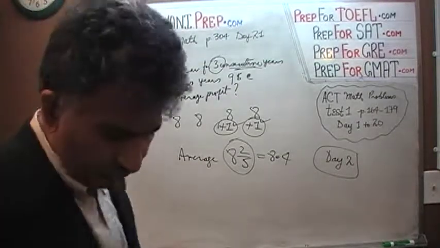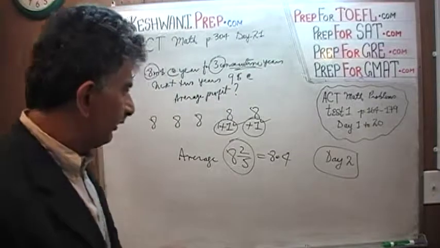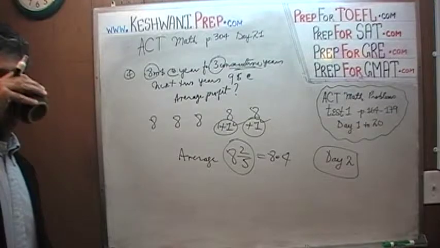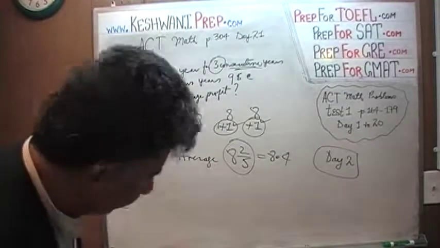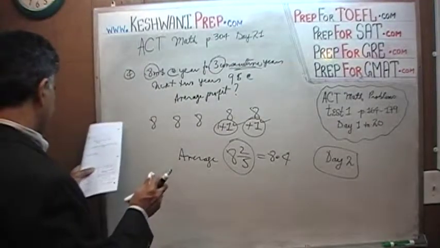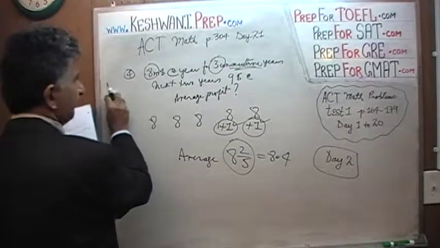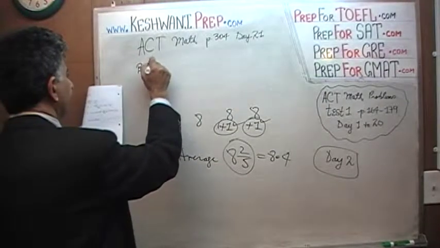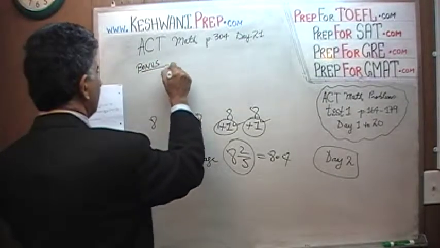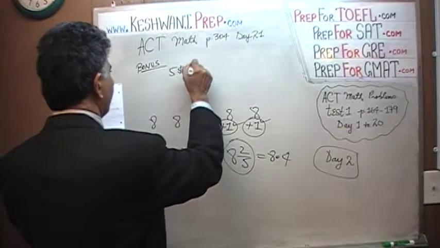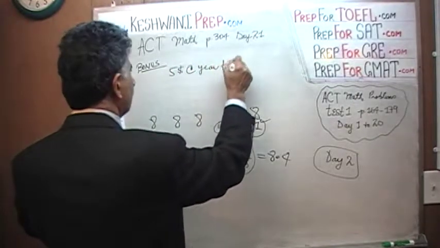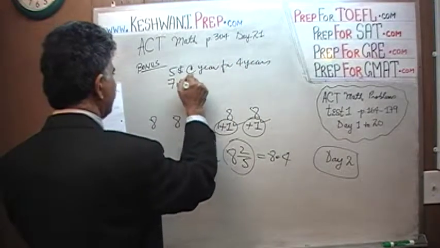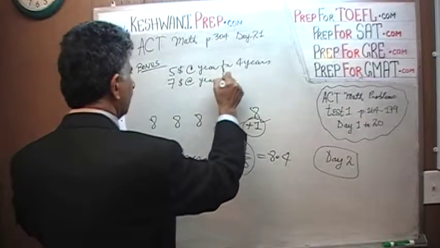Do you understand? Let's do one more, shall we? One more similar to this one. So the next problem, which is the bonus problem, it's not in the book. We have $5 profit each year for 4 years. Then we have $7 each year for 2 years.